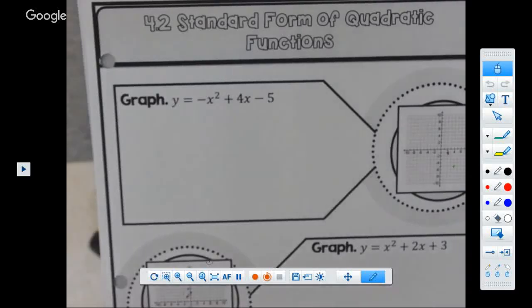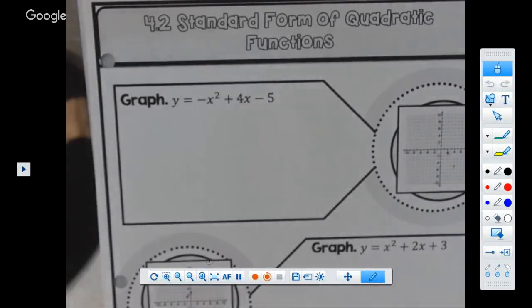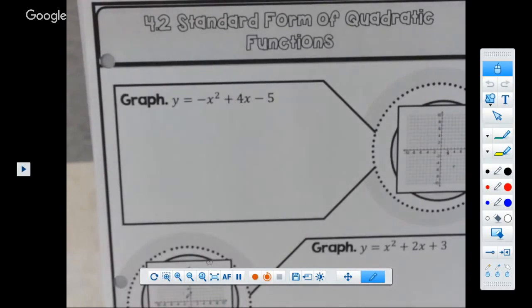So today we're graphing in standard form. We practiced how to find the vertex, so that today would be a little bit faster. So today we're actually going to graph it in standard form.